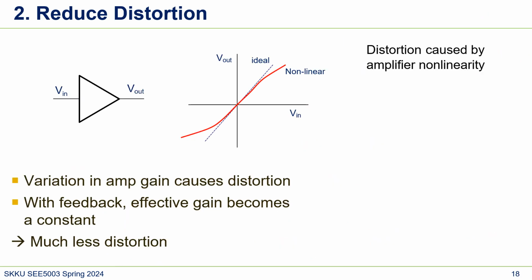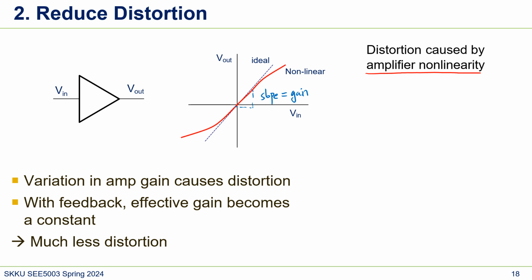The next benefit of feedback is we can reduce distortion. When we talk about distortion, it means distortion caused by amplifier nonlinearity. So distortion is from the amplifier. Let's see this amplifier. The slope is gain, and as I said, we want large gain, so we want a steeper slope.